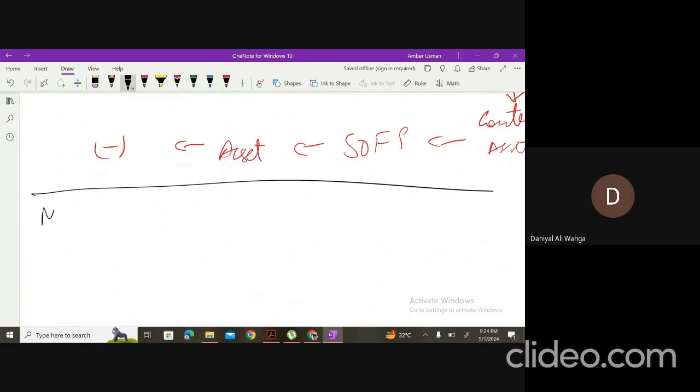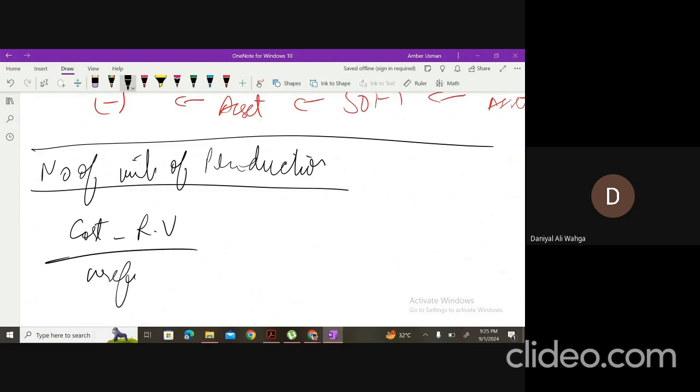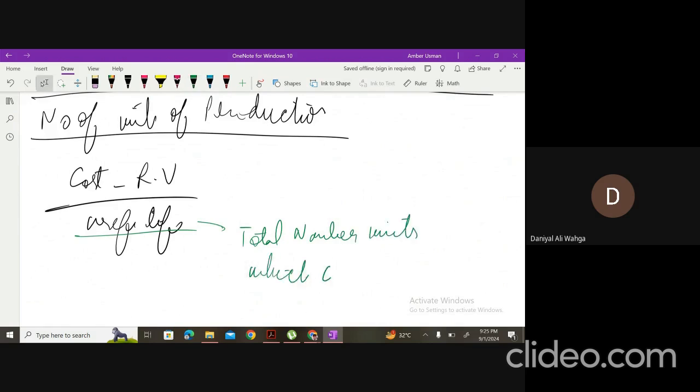Then there is the number of units of production method. So what is this? It is very similar to the straight line method. The formula is very similar: cost minus residual value divided by useful life. Okay, but here things become a little bit complicated. Useful life is basically the total number of units which can be produced.